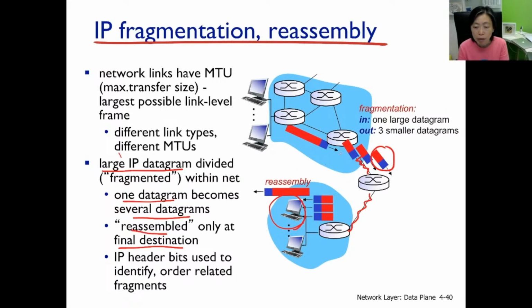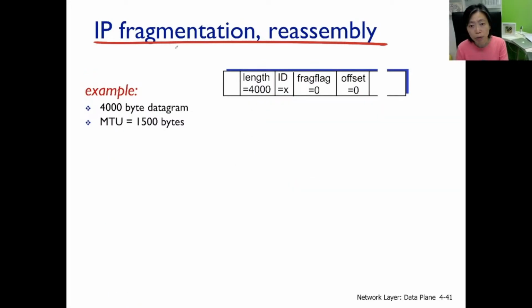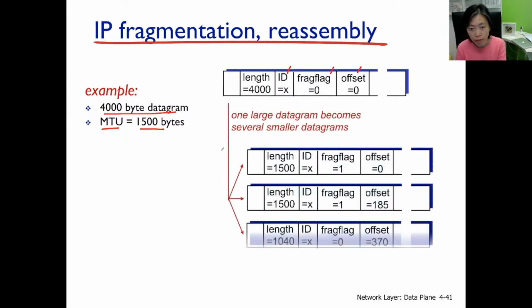Now the breaking of the original datagram into multiple parts and the reassembly of the multiple parts back to the original datagram rely on those 3 IP header fields. Let's go over an example to showcase the 3 header fields: ID, fragmentation flag, and offset. The example says we have a large datagram of 4,000 bytes, and we're running into a link with MTU being 1,500 bytes. So let me show you the result straight.